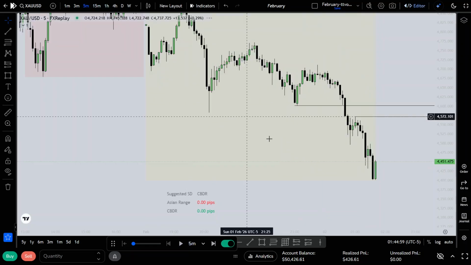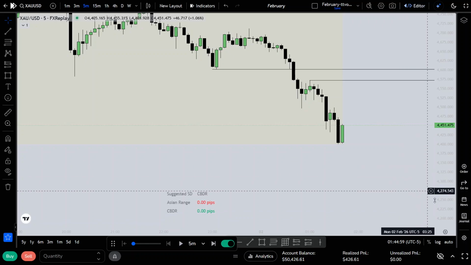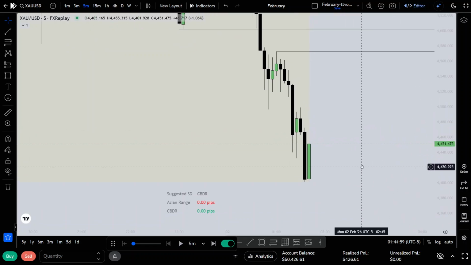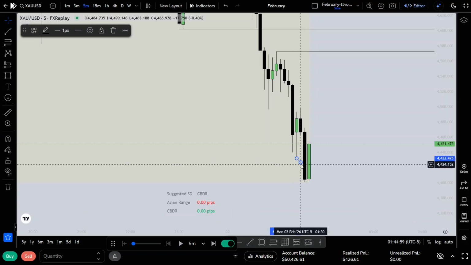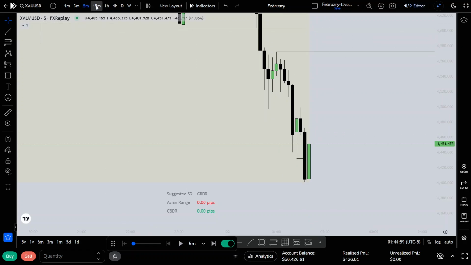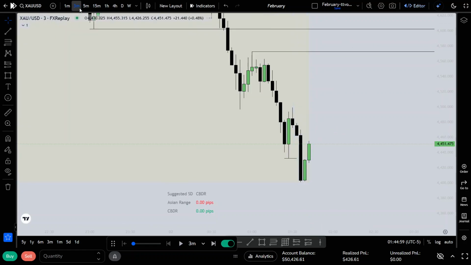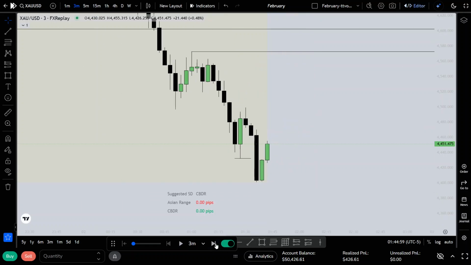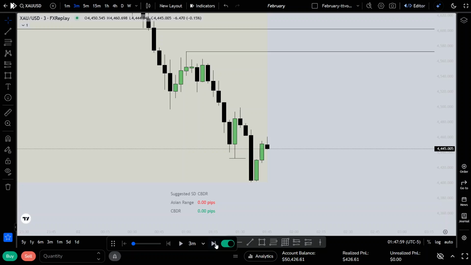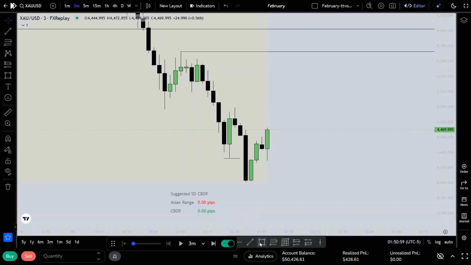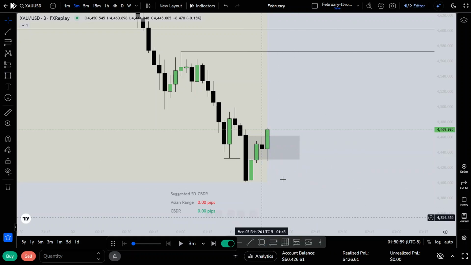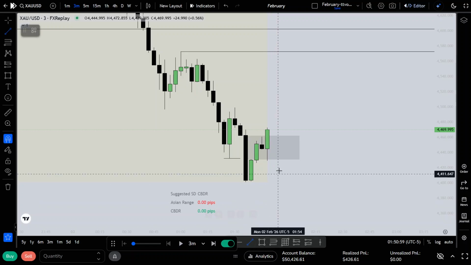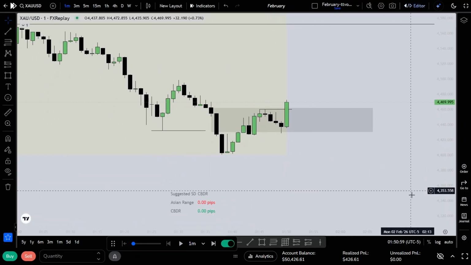I would just rely on what is in front of me in terms of the 15 minutes, when I say displacement in, displacement out. Yeah, we said that last time. It fails to close, and then it closes. So we have this inversion, and we have this breaker structure. All right, I'd love to check the 1 minute, see if I can find anything.